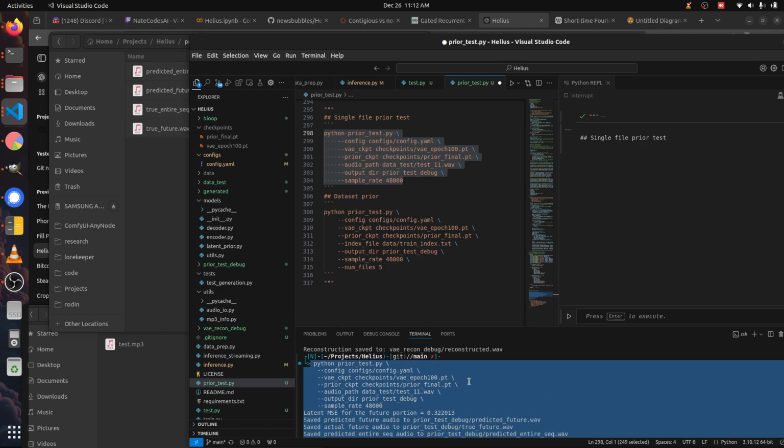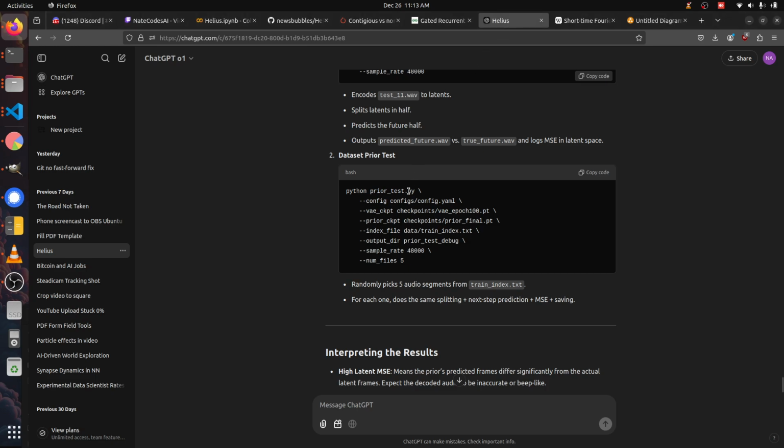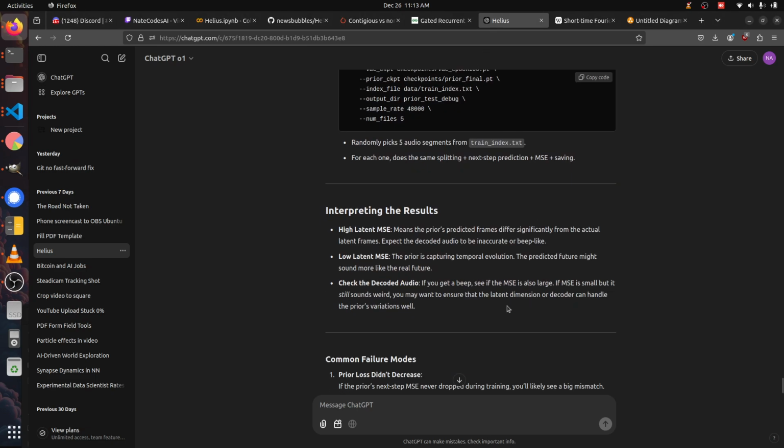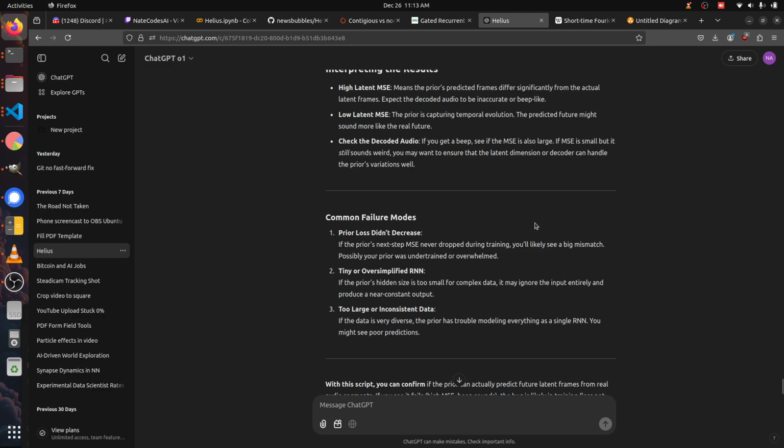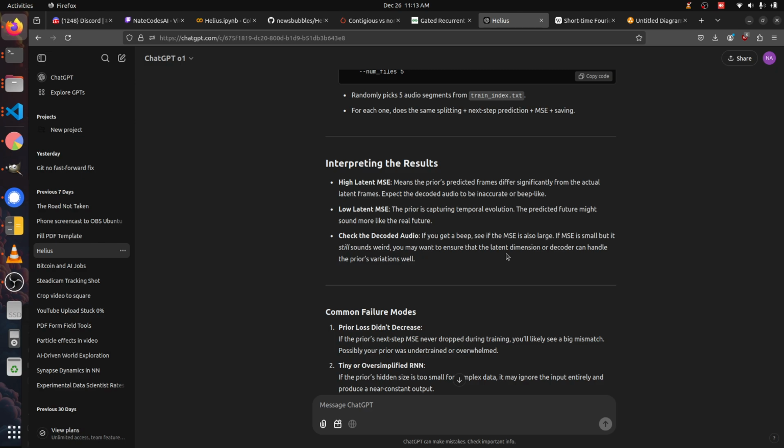It's essentially the highest loss you could get. So high latent MSE means the prior's predicted frames differ significantly from the actual latent frames. Expect the decoded audio to be inaccurate or beep-like. If the prior is capturing temporal evolution, the predicted future might sound more like the real future. Check the decoded audio. If you get a beep, see if the MSE is also large. If the MSE is small, but it still sounds weird, you may still want to ensure the latent dimension or decoder can handle the prior's variation well. Well, the MSE is large.